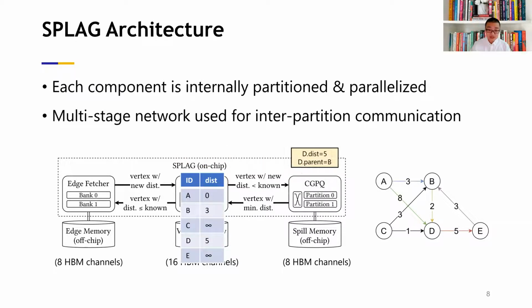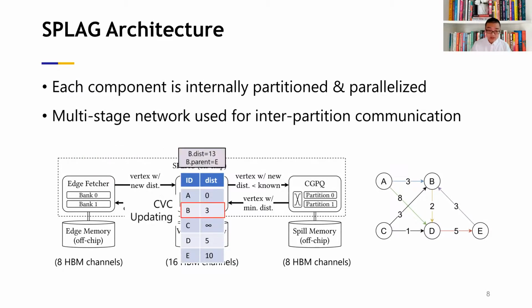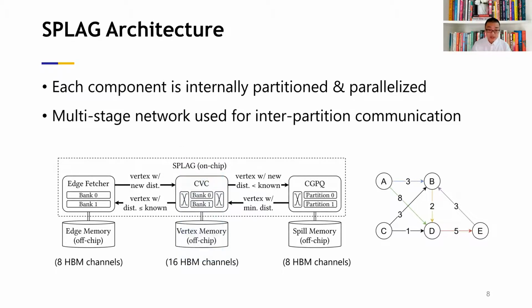The newer version of D is pushed to the queue eventually, and is later popped, filtered by the CVC, and sent to the edge fetcher. The neighbor of D is then traversed, and we update the distance of E in the CVC. Vertex E is pushed to and popped from the queue, and the neighbor of E is traversed. When the CVC receives the vertex B with the distance of 13, it discards this update because we already know a shorter distance of B. The algorithm terminates at this point, generating the same correct result as Dijkstra's algorithm.